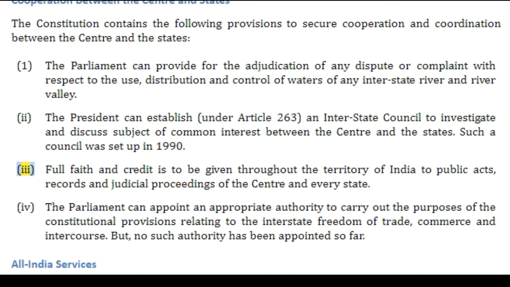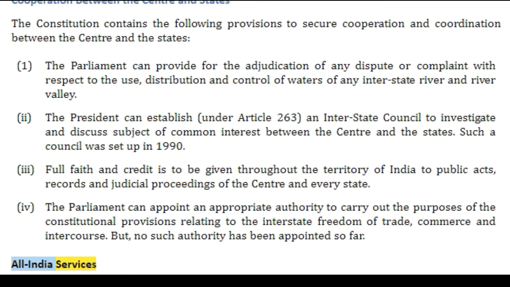3. Full faith and credit is to be given throughout the territory of India to public acts, records and judicial proceedings of the center and every state. 4. The Parliament can appoint an appropriate authority to carry out the purposes of the constitutional provisions relating to the interstate freedom of trade, commerce and intercourse. But no such authority has been appointed so far.